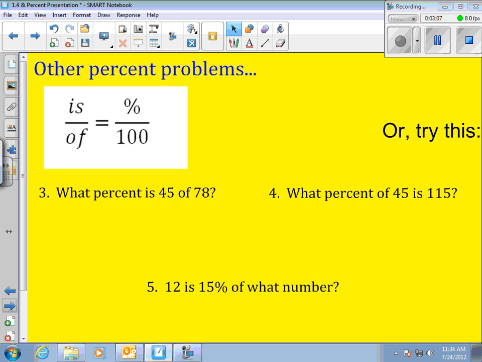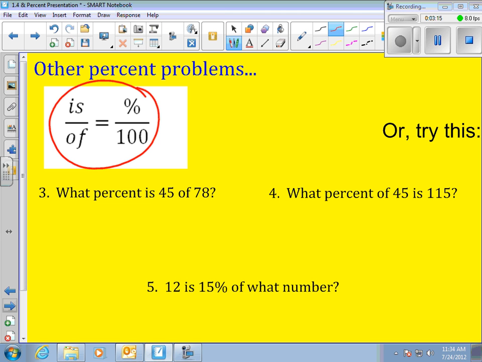Another way to work with percent problems is this: is over of equals percent over 100. This is called the percent proportion. You can see down here what percent is, for number 3 here, what percent is 45 of 78. You can plug these 2 numbers into the percent proportion up here.